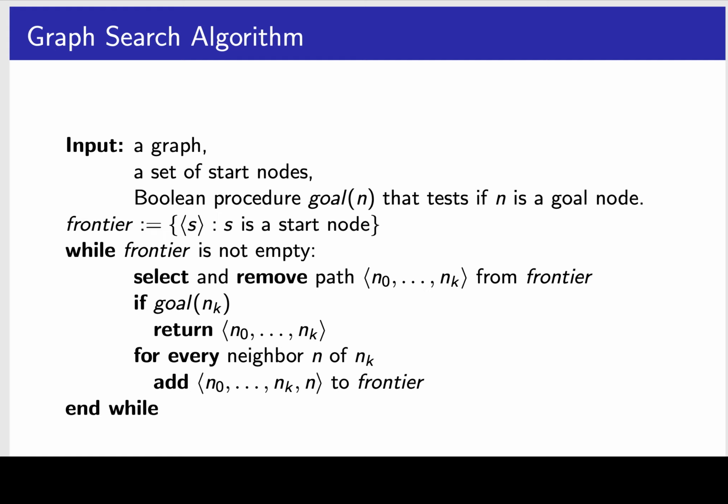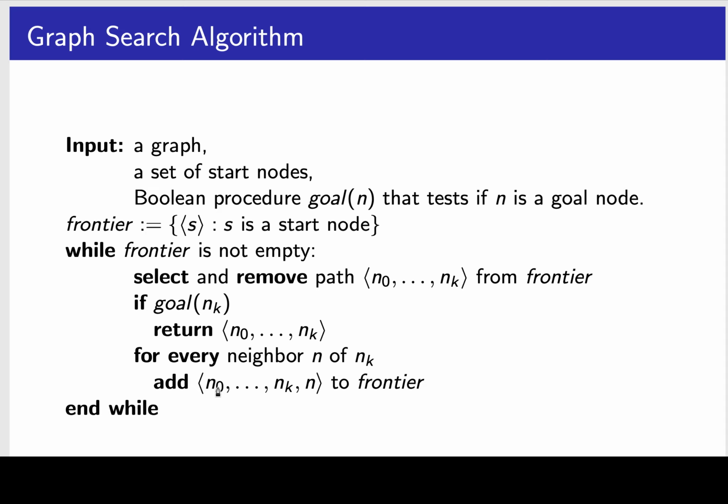So here's the graph search algorithm. We're going to take as input a graph, a set of start nodes, and this function goal of n that tests if n is a goal. So we're going to start with the frontier being the set of singleton paths, where s is the start node. And then while the frontier is not empty, so we're going to do this search. While the frontier is not empty, we're going to remove a path from the frontier. If we found a goal, we're going to return that path because we found a path to the goal.